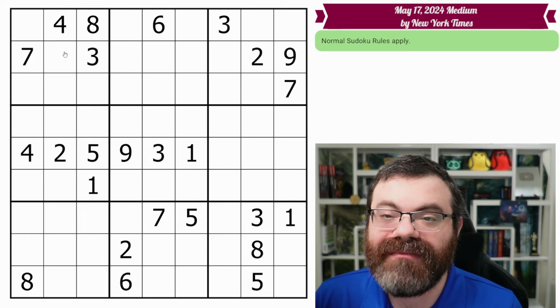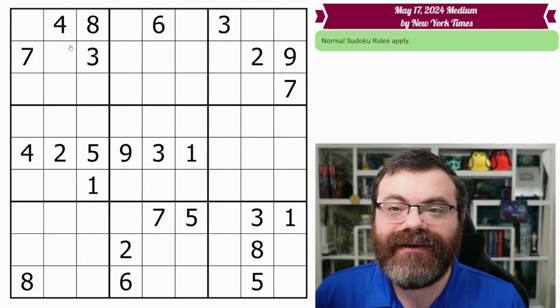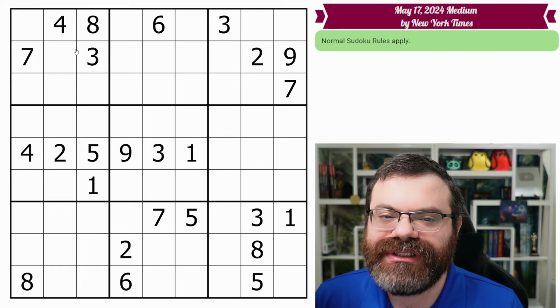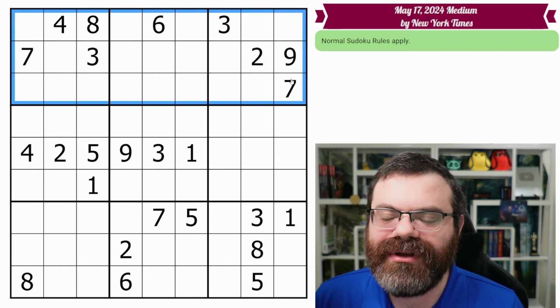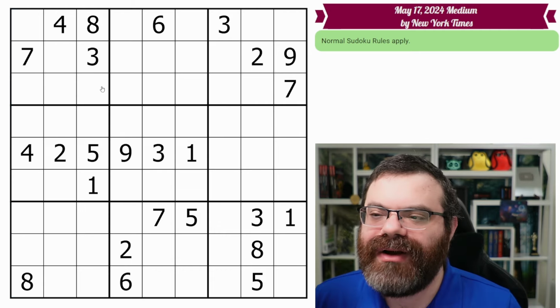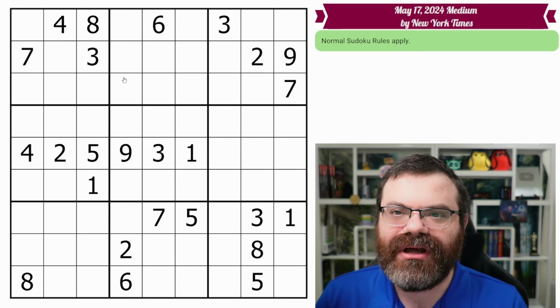Additionally, I'm going to be talking about bands and stacks. Those don't have any special function within the Sudoku rules, but they are useful structures to think about. So a band is a row of 3 boxes. And a stack is a column of 3 boxes. All right, so now let's get started on our actual solve.